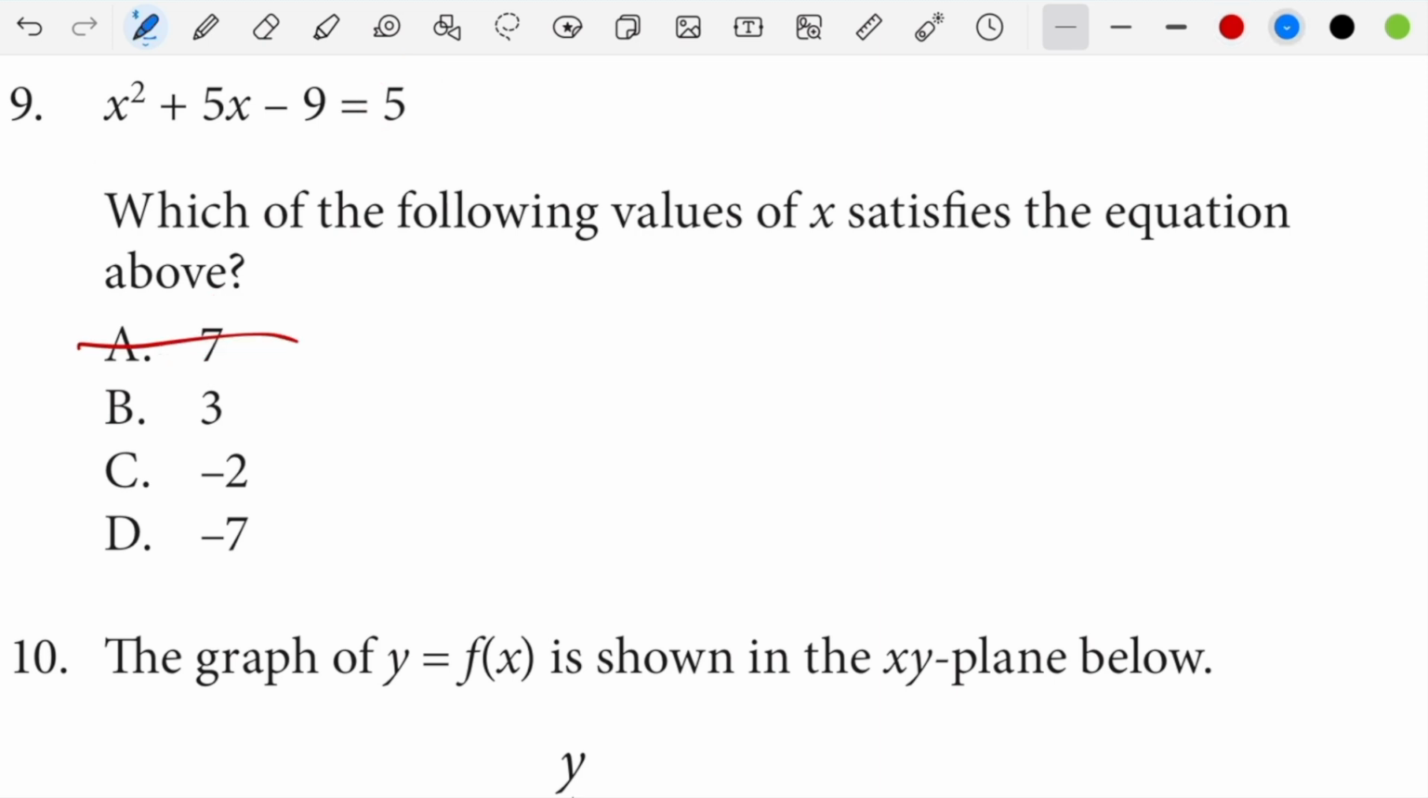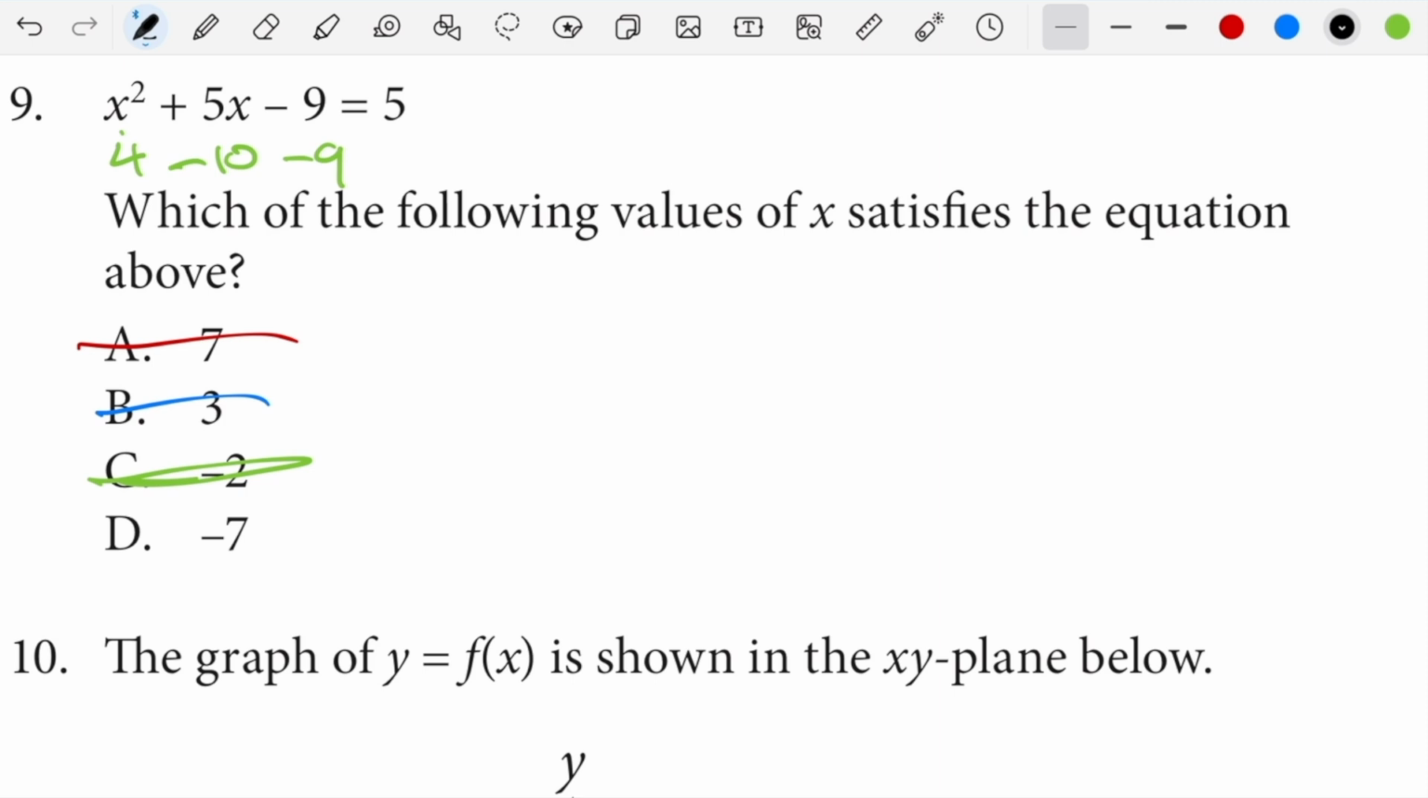Let's try with 3. 3 squared is 9 plus 3 times 5 is 15 minus 9. 15 minus 9 is 6. 6 plus 9 is a bigger number. Doesn't work. Negative 2 squared is positive 4. Then you have negative 2 times 5, which is negative 10, minus 9. Too many negatives. It's not going to give you 5.